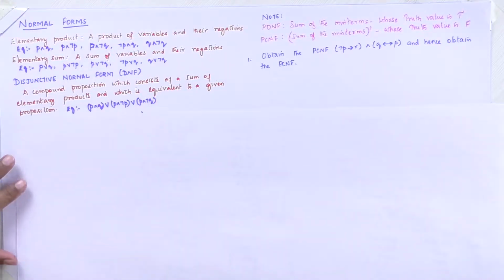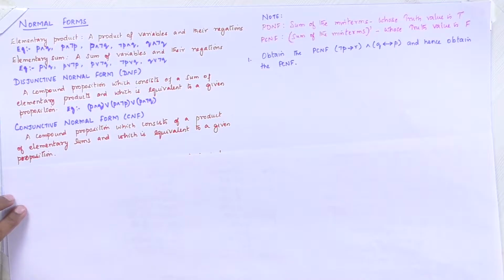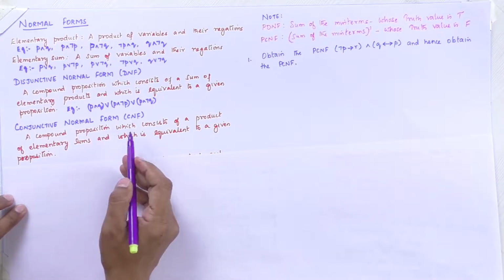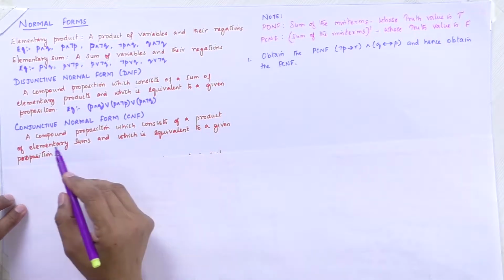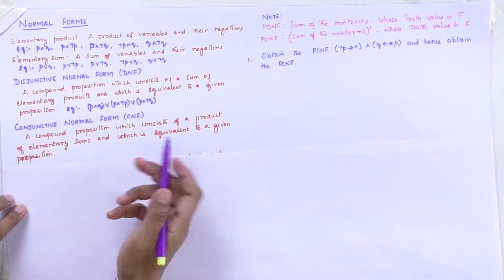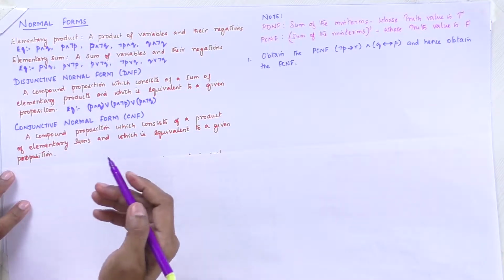Why do I say it is a product? Since we are going to define the conjunctive normal form, the connective is and. Whenever we have the connective and, the terminology should be product. That is why it says that it is a compound proposition which consists of a product of elementary sums and it is equivalent to a given proposition. That is the conjunctive normal form, CNF in short. Now look at the previous terminologies.